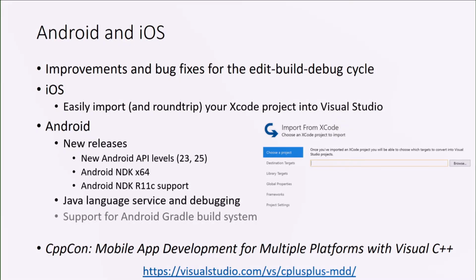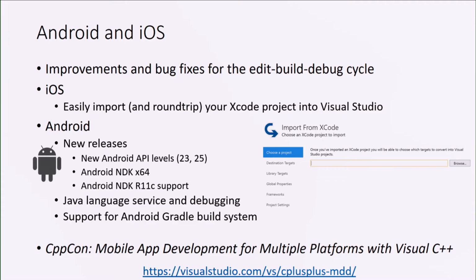You can take an existing Xcode project, and then you can bring up this import from Xcode wizard, which will allow you to import your existing Xcode project into Visual Studio, and then you can start on top of that and start making your iOS application even richer from a C++ code perspective.